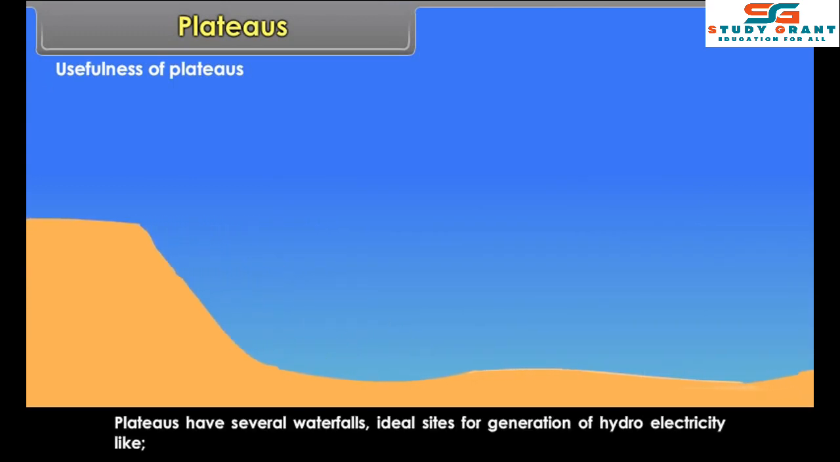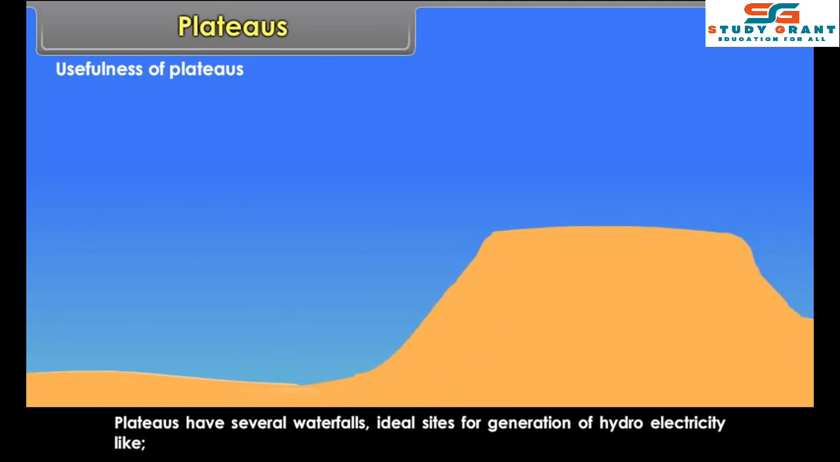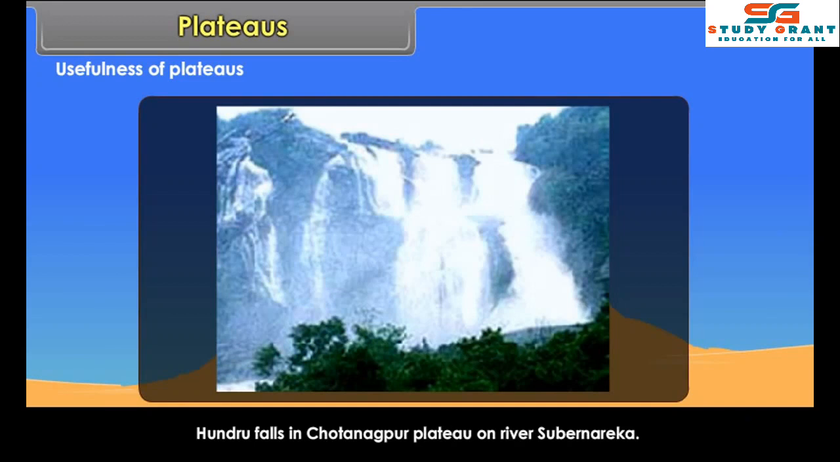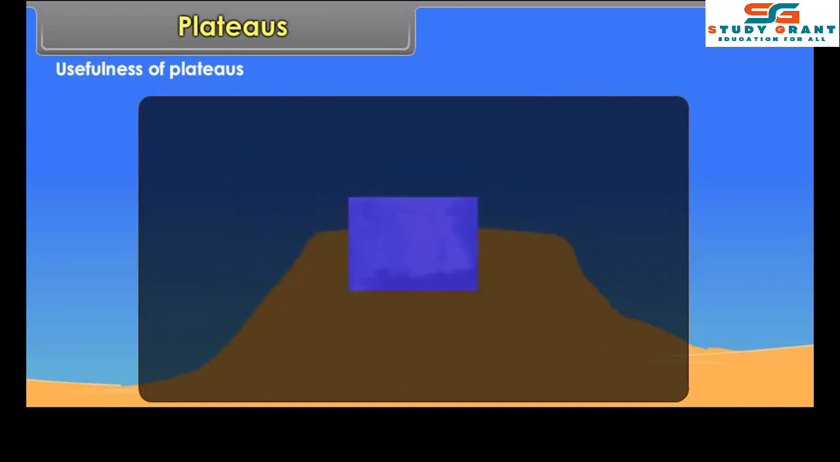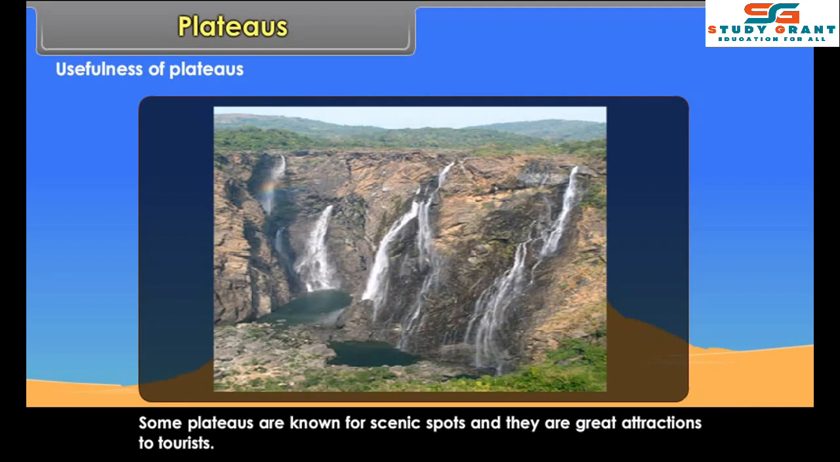Plateaus have several waterfalls, ideal sites for generation of hydroelectricity like Hundru Falls in Chota Nagpur Plateau on river Subarnarekha. Jog Falls in Karnataka. Lava plateaus rich in black soil are ideal for cultivation. Some plateaus are known for scenic spots and they are great attractions to tourists.